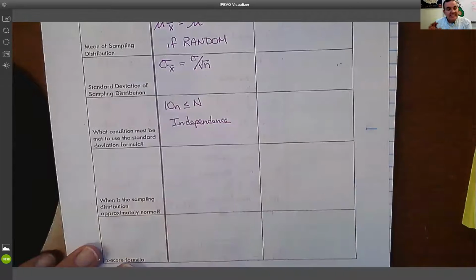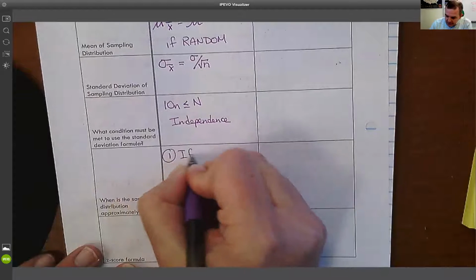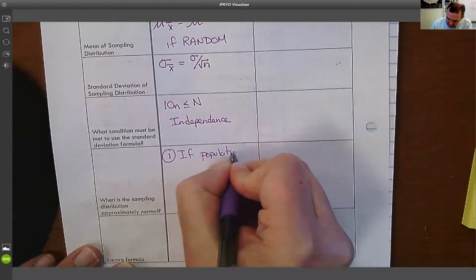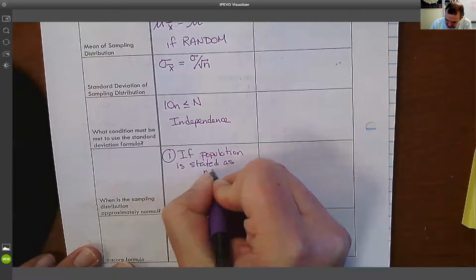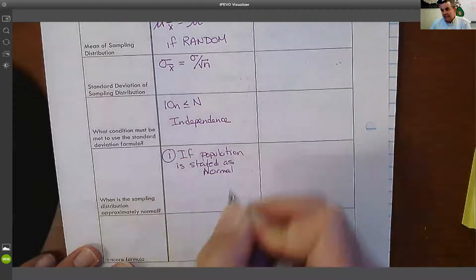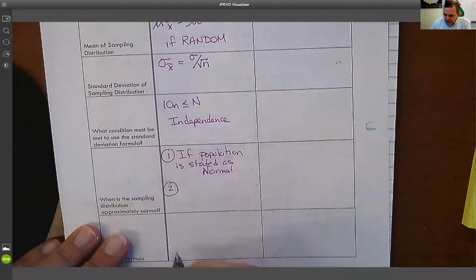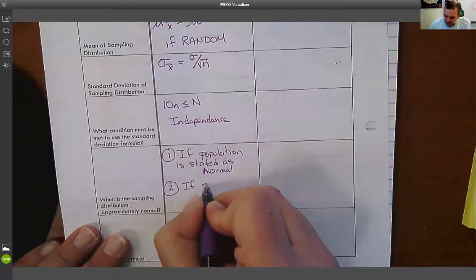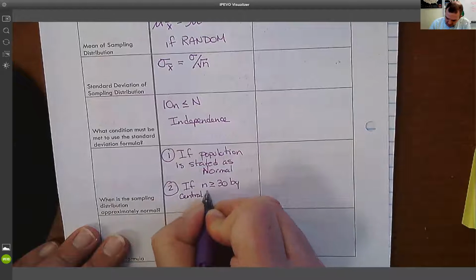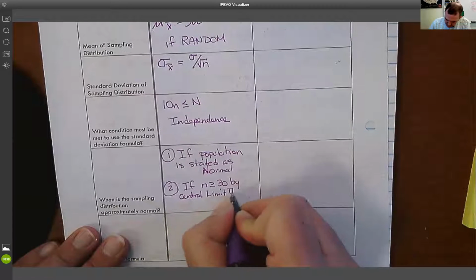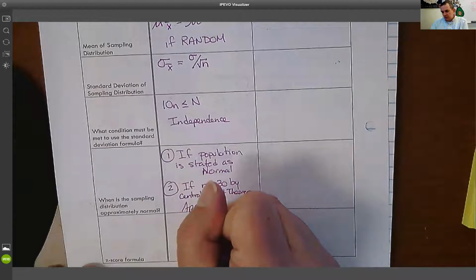Now for normal, it's different. It's not 10 successes. It's not 10 failures. It's 2 checks. If the population is stated as normal, I can go ahead and say that the sampling distribution is normal. However, if that's not stated, there's only one other check I can do. If n is greater than or equal to 30, by the central limit theorem, I can state that the shape is going to be approximately normal.